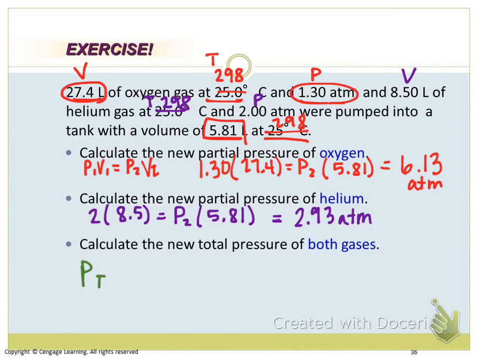So now if I need to find my total pressure, what do I do? I just add them together. That's it, right? So I say 6.13 plus 2.93 equals 9.06 atmospheres.